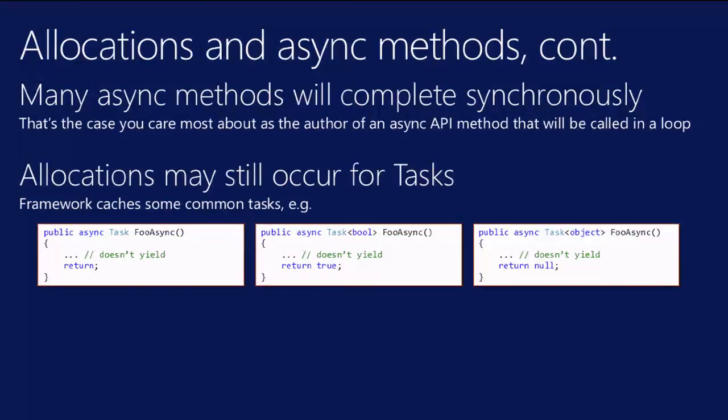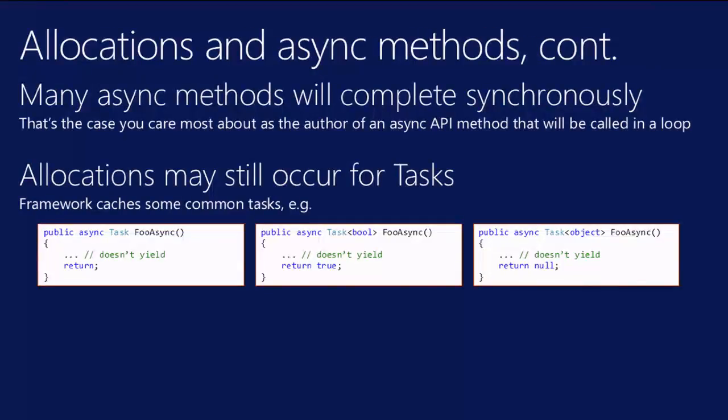And every time you make it to the end of a non-generic task method that's async, we just give you back that cached already completed task, right? So we don't have to allocate those. We don't have to allocate task of bools. There's only two task of bools you could have that are already completed, one that's false and one that's true. So we just make those in advance, and we have them to give back to you.